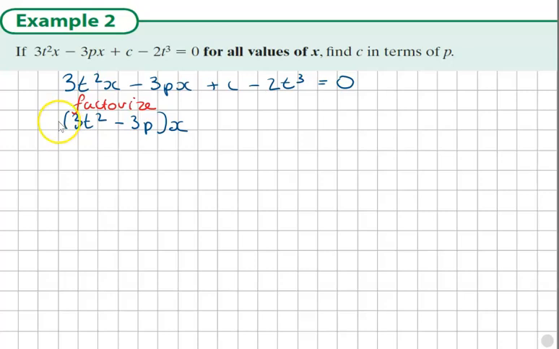And usually we would put the x, the highest common factor, first, but in this case we're going to put it second. So we'll have the brackets first. So we have 3t squared minus 3p in brackets, and then the x, which is the highest common factor, is outside the brackets. And then we just bring everything else down. So we have plus c minus 2t cubed is equal to 0.